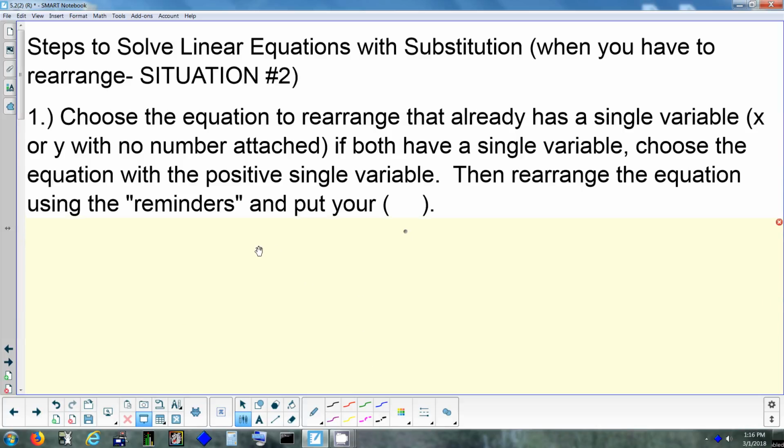If they both, like if you see one that has, let's say I had x minus 2y equals 6, negative x plus 3y equals 5. If I had a situation like this, I have no x or y isolated in either one, right? We don't have x or y by itself on the left-hand side on either of those, all right? But I see x by itself in both equations. So what if I have that situation? I want to choose the equation with the positive single variable.